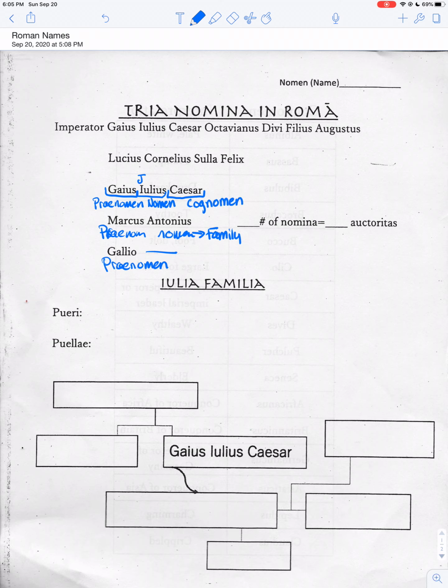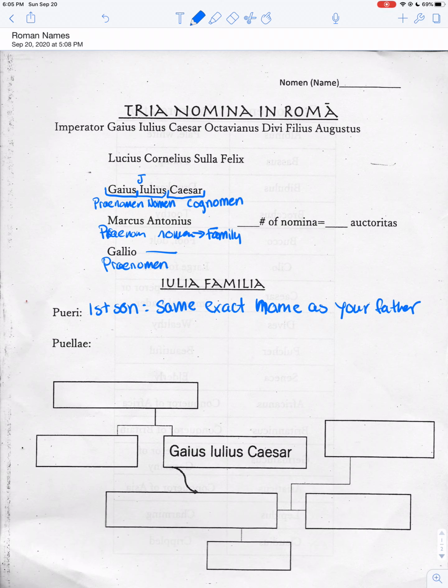And this was to differentiate between people in the same family. Because for boys, if you were a first son in a family, you had the same exact name as your father. Same exact name as your father.